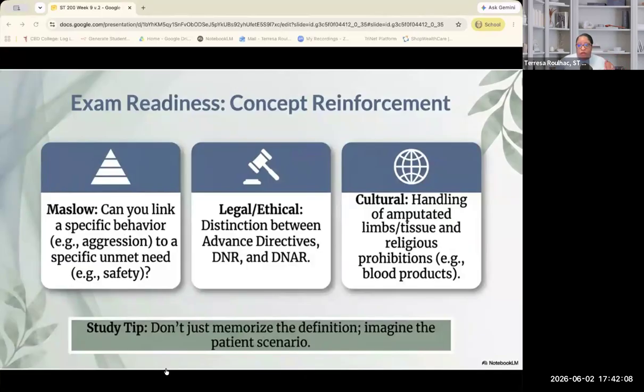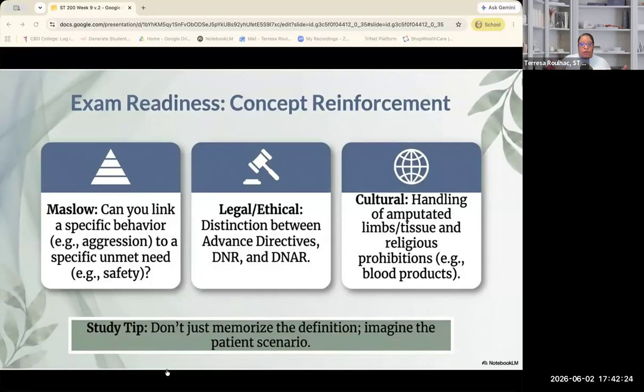So, for your exam, right? You're not going to be tested on emotional storytelling. I add that in to kind of help connect the dots. You're going to be tested on applied thinking.